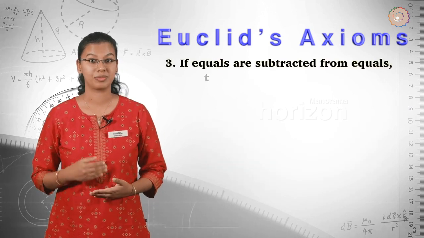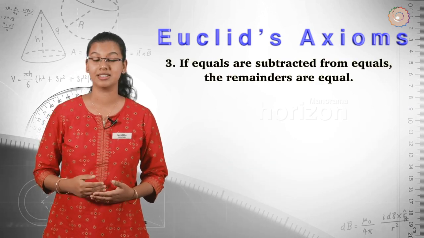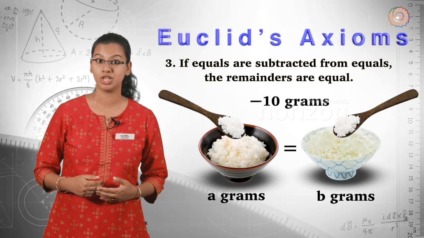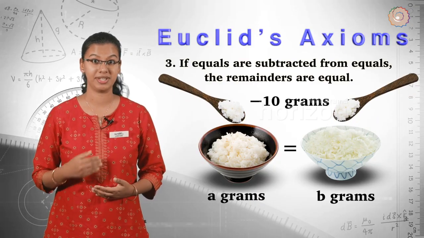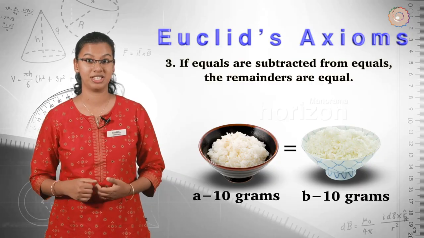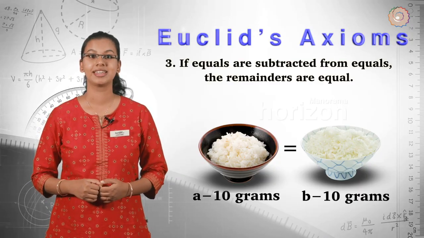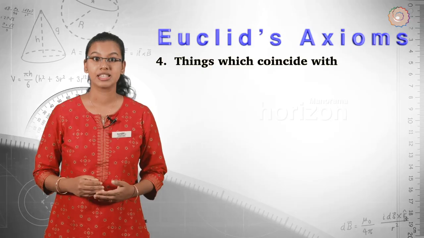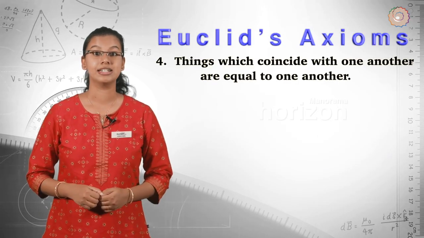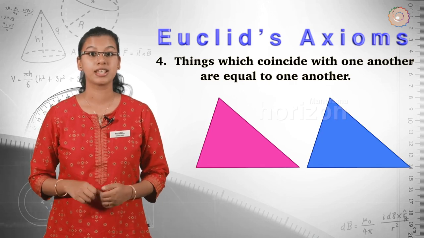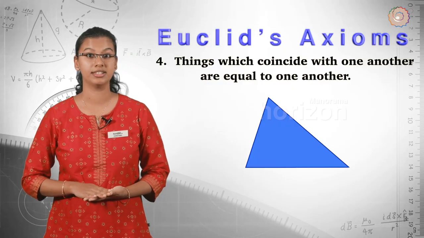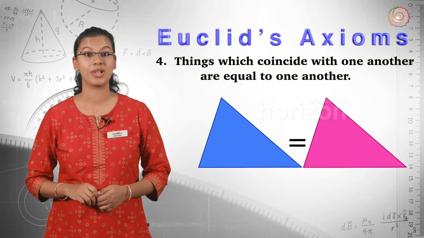If equals are subtracted from equals, the remainders are equal. If 10 grams were removed from the two bowls of equal amount of rice, A grams and B grams, the result will be A minus 10 grams and B minus 10 grams respectively, which are equal to each other. The next one is, things which coincide with one another are equal to one another. Consider two triangles. If we place one over the other and find that they coincide with one another, then the two triangles are equal to each other.